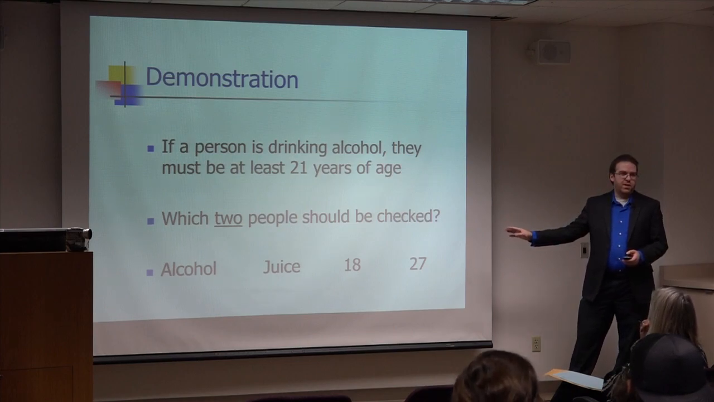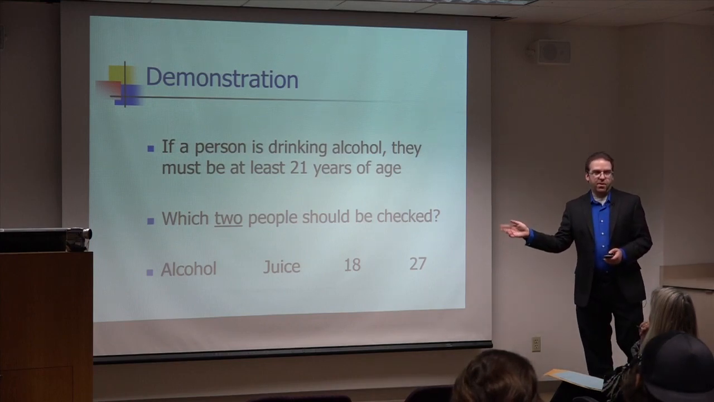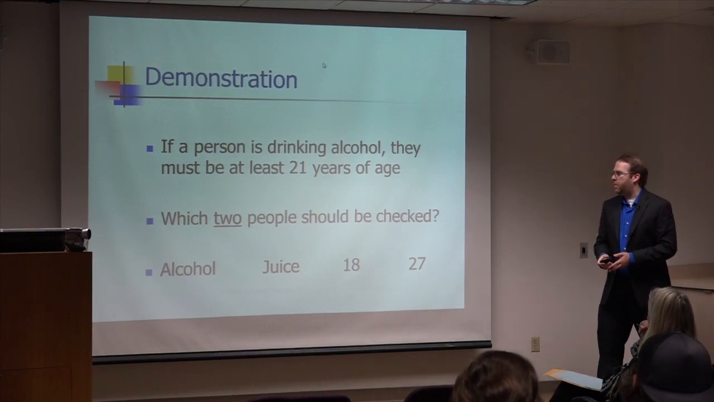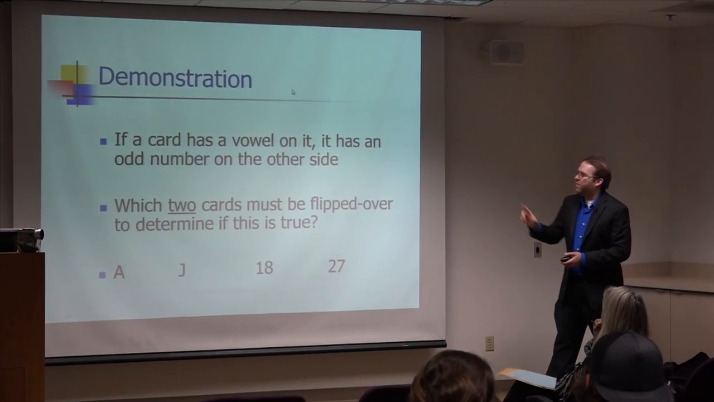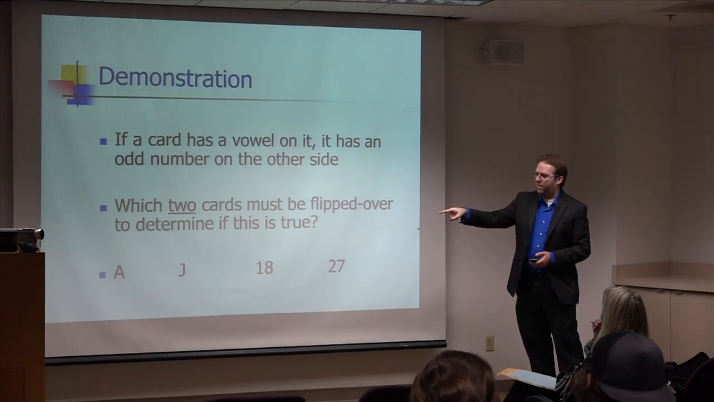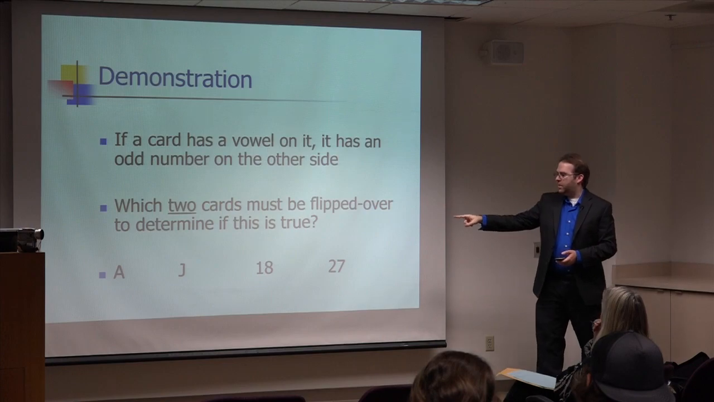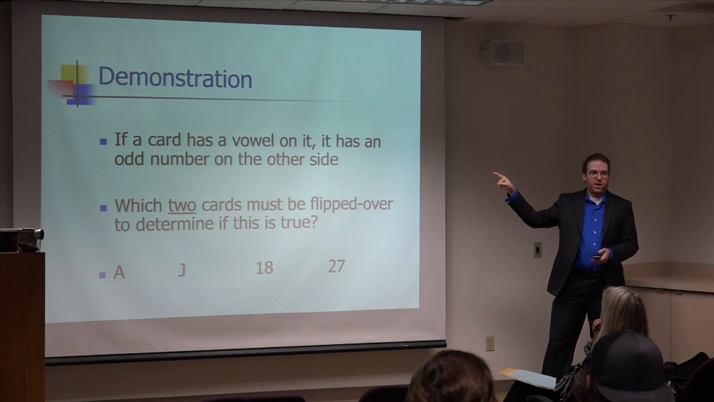We don't, right? So they could be drinking alcohol or juice, that's fine. The 18-year-old, however, cannot be drinking what? They can't be drinking alcohol, or else they're violating this rule, right? Same kind of thing in this scenario, right? If a card has a vowel in it, it has an odd number on the other side. So the A needs to have an odd number on the other side. The 18 can't have a vowel on the other side, because if it had a vowel on the other side, it would be breaking this rule.